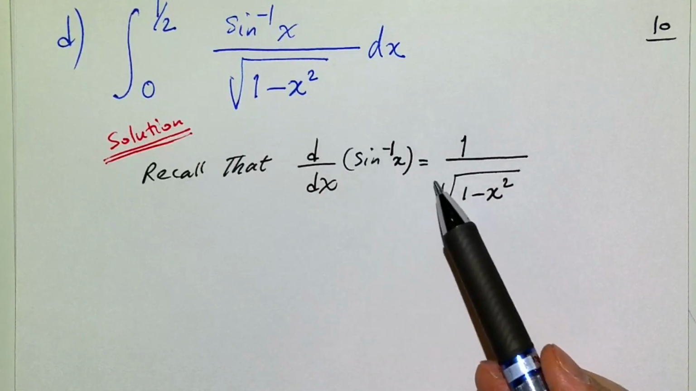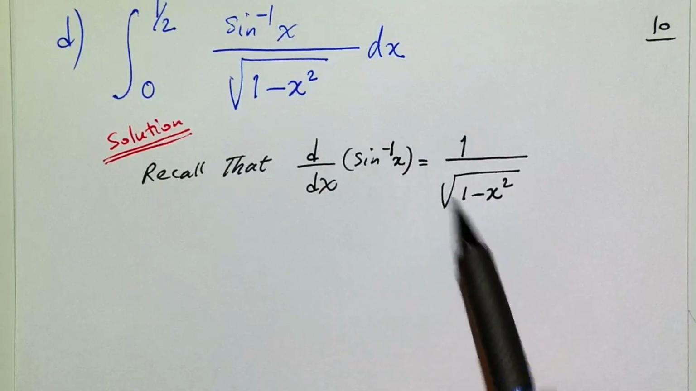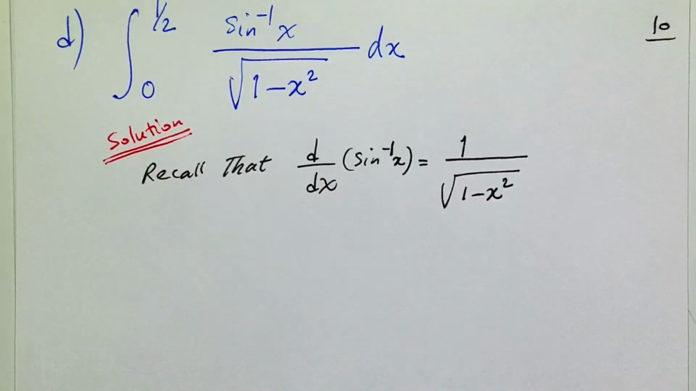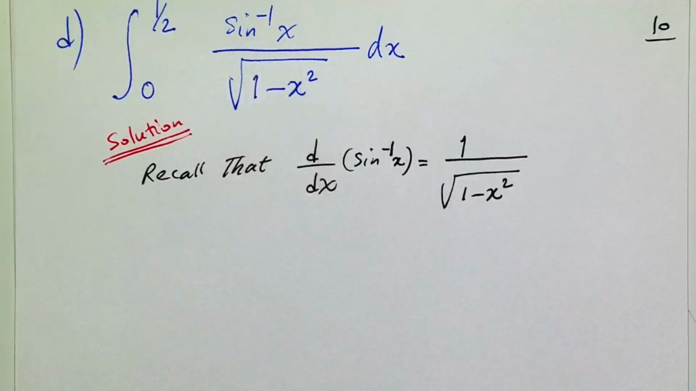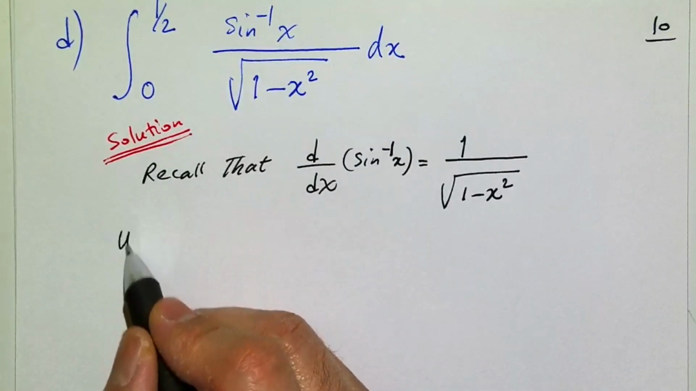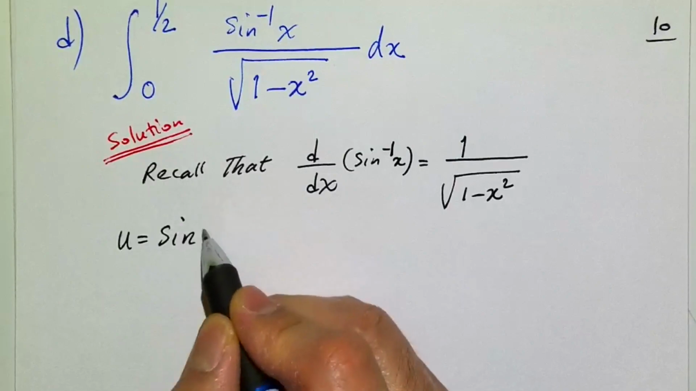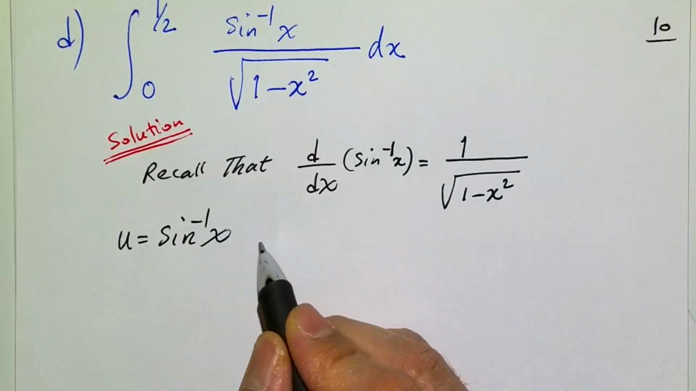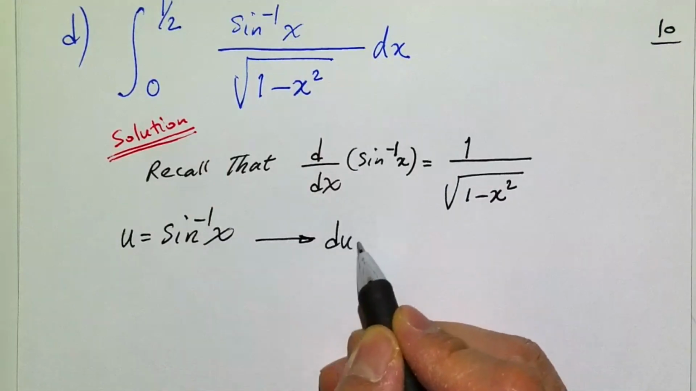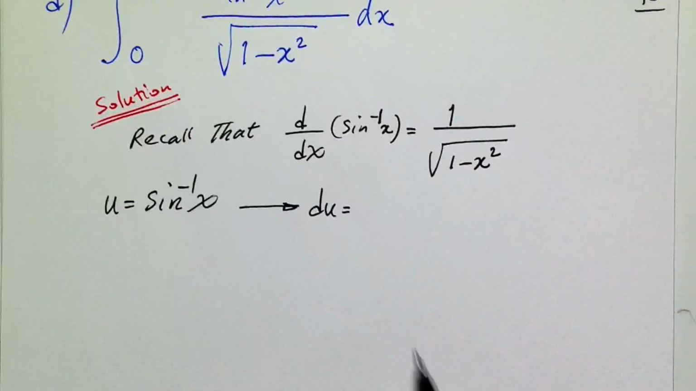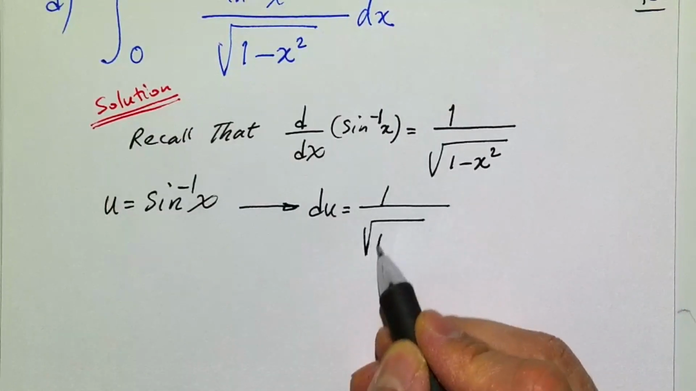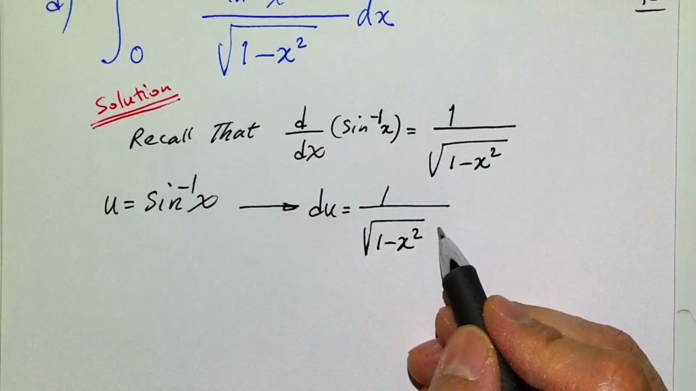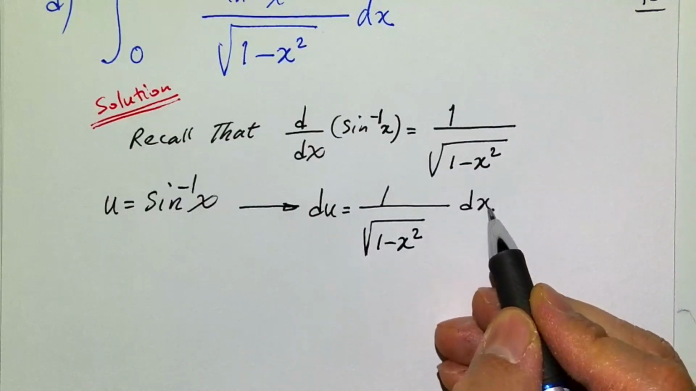But this is important to remember, because as soon as you remember this, then you know for which term you need to make a substitution. Right? So you set u to be inverse sine of x. So u is equal to inverse sine of x. Therefore, du is 1 over square root of 1 minus x squared dx, correct?